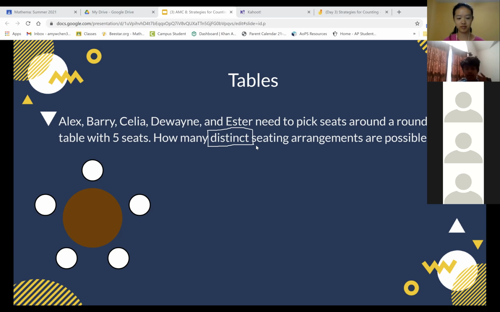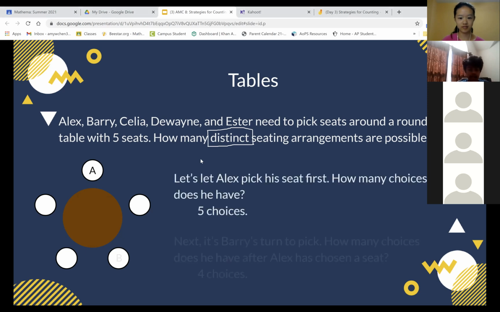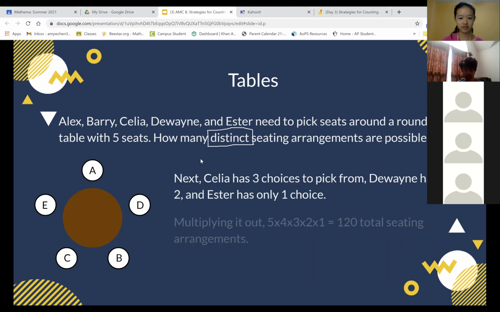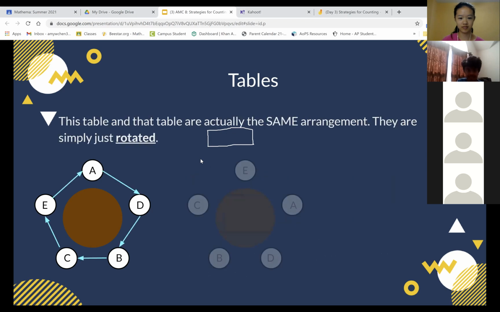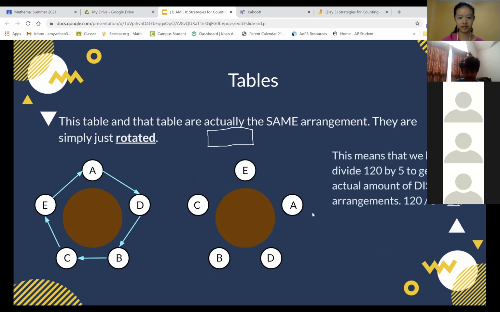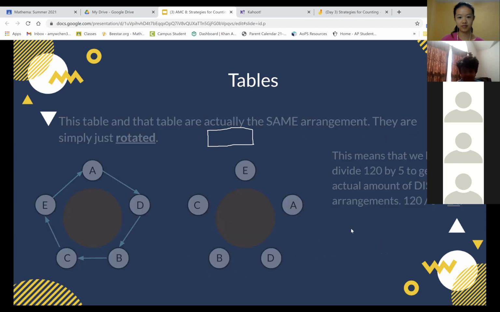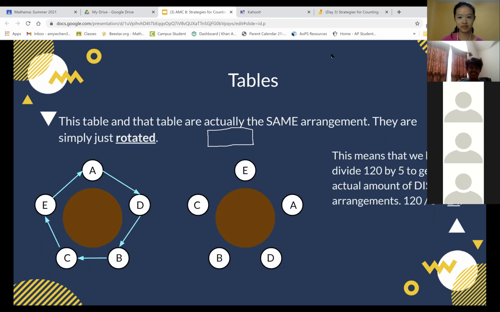So we would have to divide by 5 instead. So we divide 5 factorial by 5 to get 24. I hope that's right. Divide by 5, yeah, that's nice. Yeah, so we do divide by 5. I thought maybe I calculated that wrong. Yeah, 120 divided by 5. Good, 24. So we divide by 5 because we rotate the table.